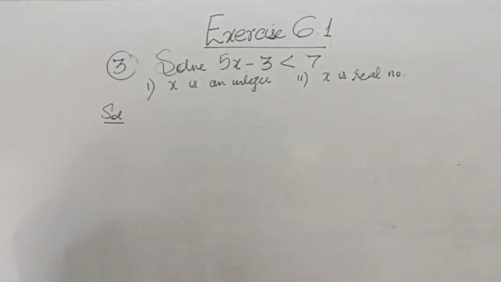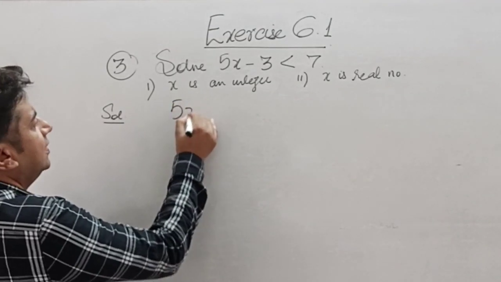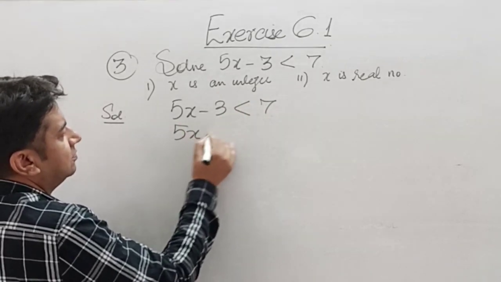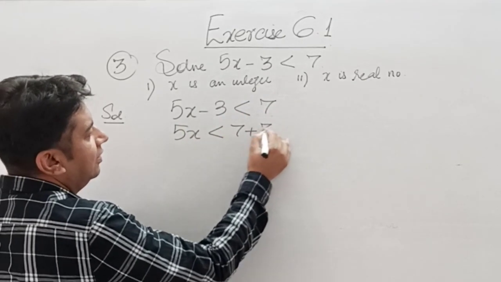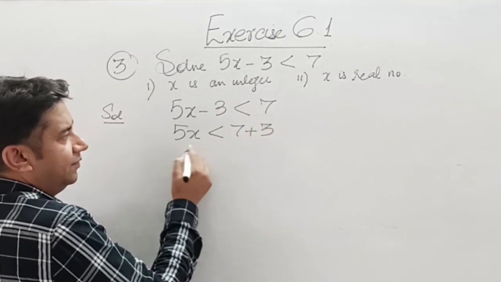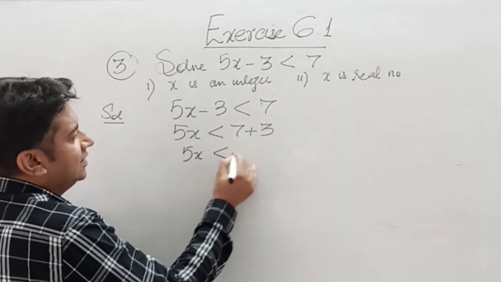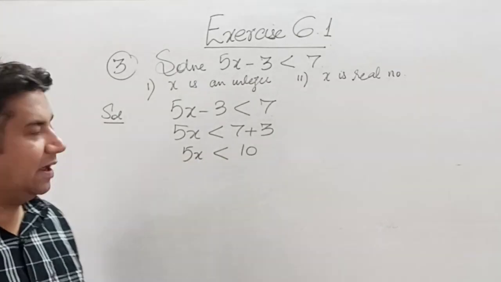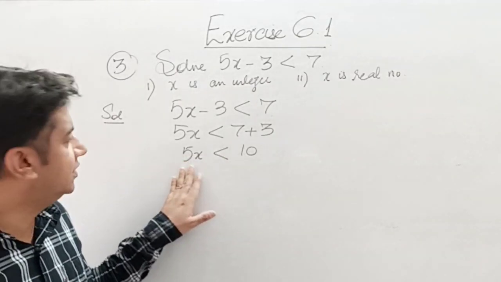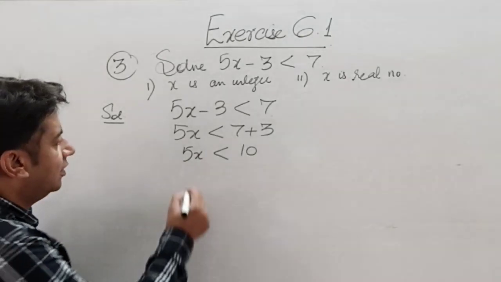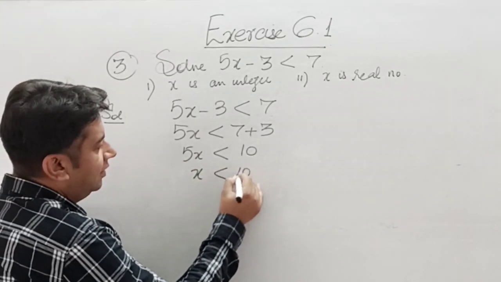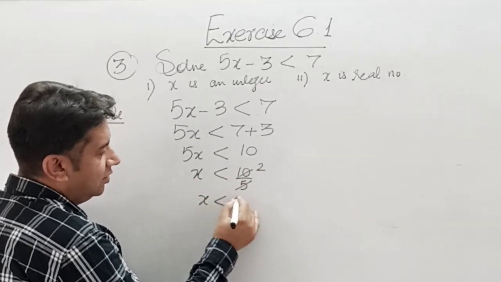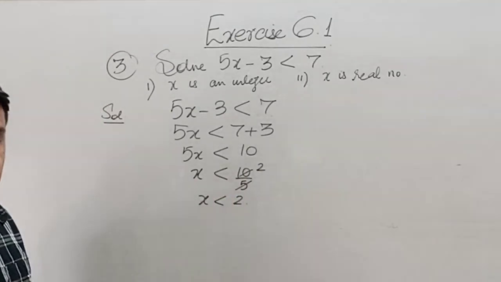Question number 3. 5x minus 3 is less than 7. Now you transpose -3 to other side, it will be +3. 5x is less than 10. There is no need to multiply by -1 because here it is a positive sign. Now you directly cross multiply 5 to other side, x is less than 2. X is less than 2.